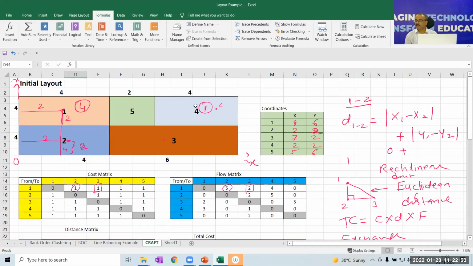For example, this area is 16, and the area of 1 is again 16. So you can exchange the operations, maybe the facilities of the layout, of department 4 and department 1. But then based on the material movement or whatever the criteria of the flow, you may evaluate that department in terms of the total cost that is involved.